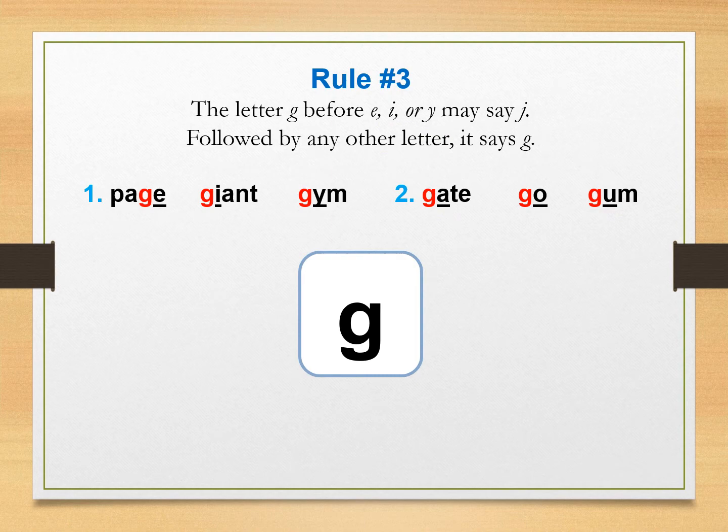The letter G before E, I, or Y may say j, followed by any other letter. It says g. Let's say that again. Say it with me, please. The letter G before E, I, or Y may say j, followed by any other letter. It says g.